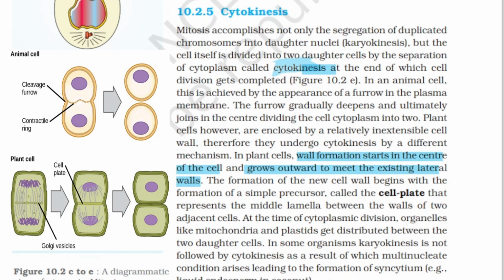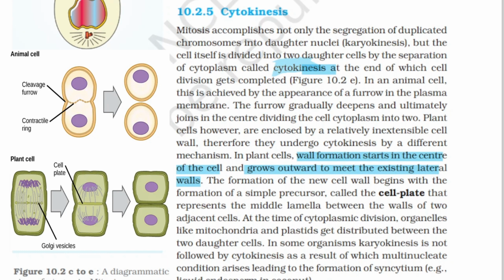The formation of a new cell wall begins with the formation of a simple precursor called the cell plate. That is, it forms in the middle of the cell and represents the middle lamella between the walls of two adjacent cells. So here the cell wall forms with the simple precursor, the cell plate, which represents the middle lamella between the walls of the two adjacent cells.